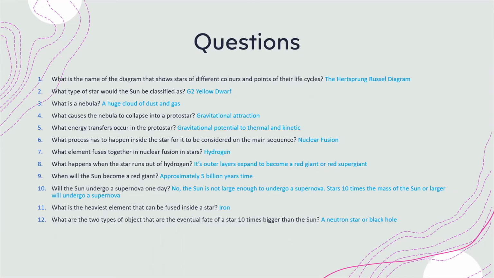Now, number 10, will the sun undergo supernova one day? No, the sun is not large enough to undergo supernova. Stars 10 times the mass of the sun or larger will undergo supernova. Number 11, what is the heaviest element that can be fused inside a star? It's iron. Remember, if you try to fuse iron, energy is taken in, so the star can't produce energy from it. Number 12, what are the two types of objects that are the eventual fate of a star 10 times bigger than the sun? That would be a neutron star or a black hole.